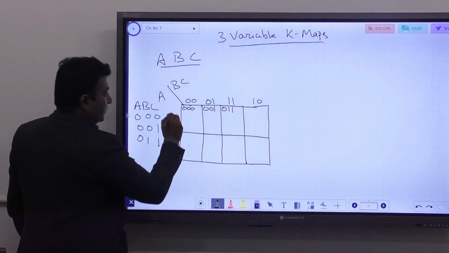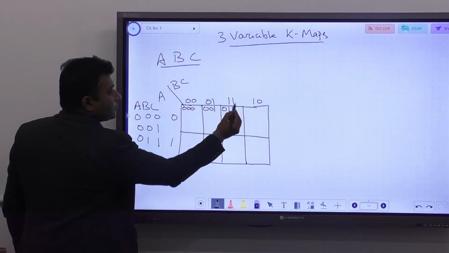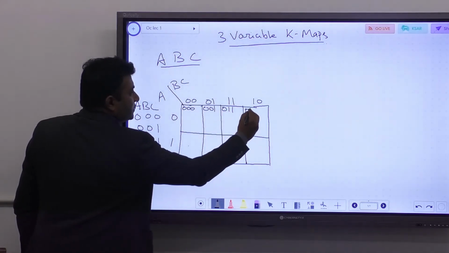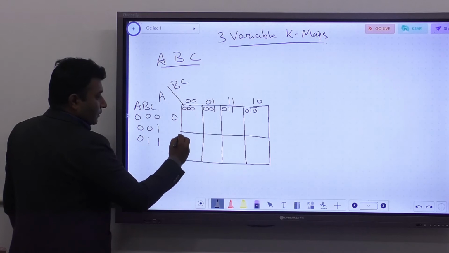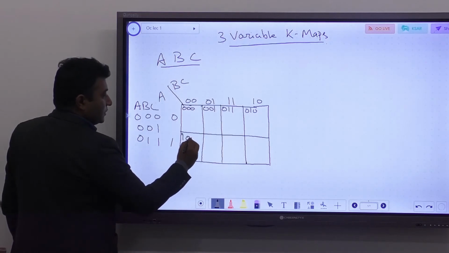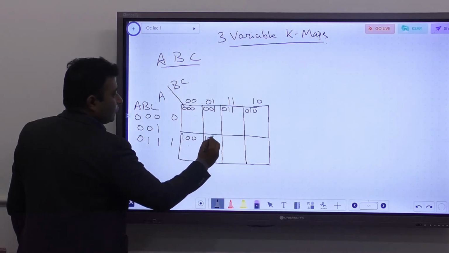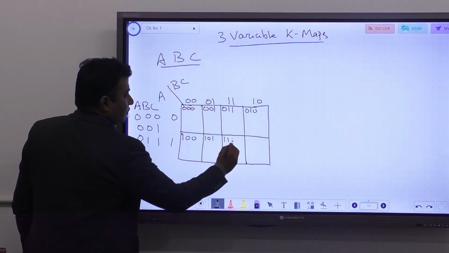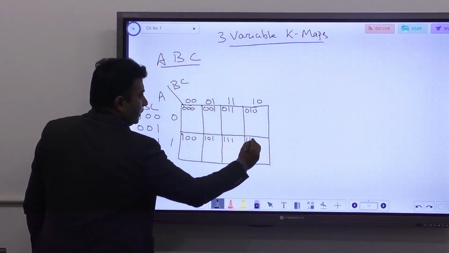For this particular block we would be having 0, 1, 1. Okay? For A it is 0, for B and C it is 1 and 1. And similarly this would be 0, 1, 0. For this is 1, 0, 0, then 1, 0, 1, then 1, 1, 1, and 1, 1, 0.